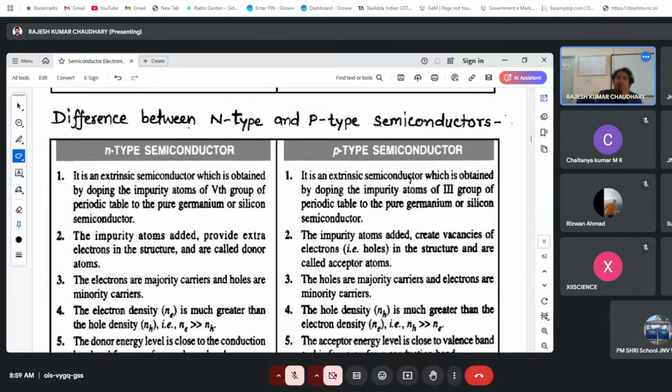In n-type semiconductor there will be one extra electron for every impurity atom. But for p-type semiconductor there will be one vacancy, a deficiency of electron. So in p-type semiconductor there is a deficiency of electron and it can accept an electron. That's why sometimes p-type semiconductor is also called acceptor type. Please write down.